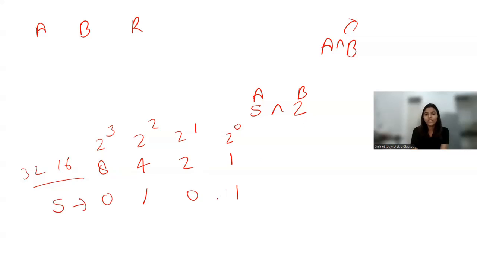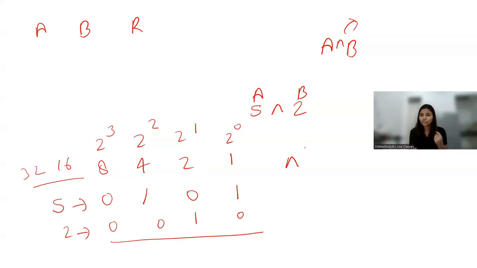Now for making 2, 2 is enough only. So 1 and the rest are 0. This is the binary code for 2. Now I need to perform the XOR operation. So let's understand the truth table of XOR, then I will tell you the shortcut trick.